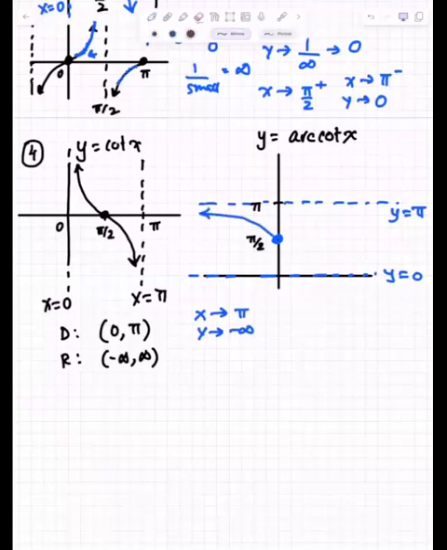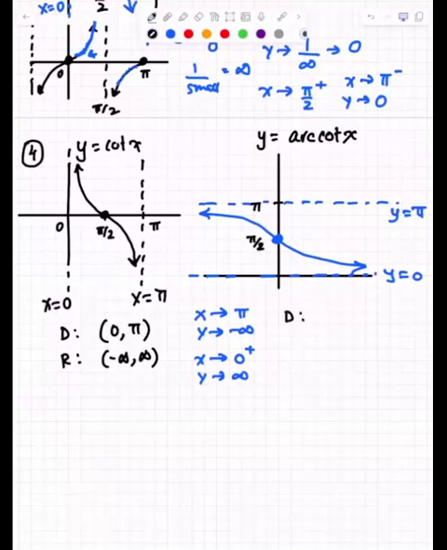Then we see when x is headed towards 0 from the right, y is headed towards positive infinity. Now, in the inverse function, as x is headed towards positive infinity, y is headed towards 0. This is the graph of arc cotangent of x, or arc cot of x. Domain negative infinity to infinity, and the range is from 0 to pi.